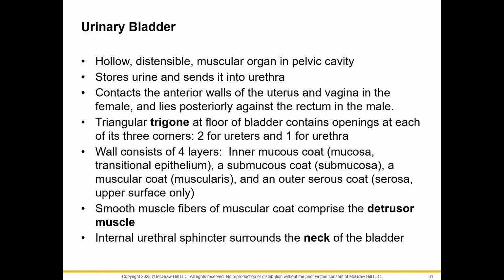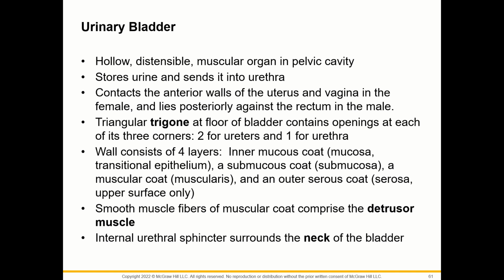The urinary bladder is a hollow, distensible muscular organ in the pelvic cavity. It stores urine and sends it to the urethra. It contacts the anterior walls of the uterus and vagina in the female and lies posteriorly against the rectum in the male. The triangular trigone at the floor of the bladder contains openings at each of its 3 corners, 2 for the ureters and 1 for the urethra.